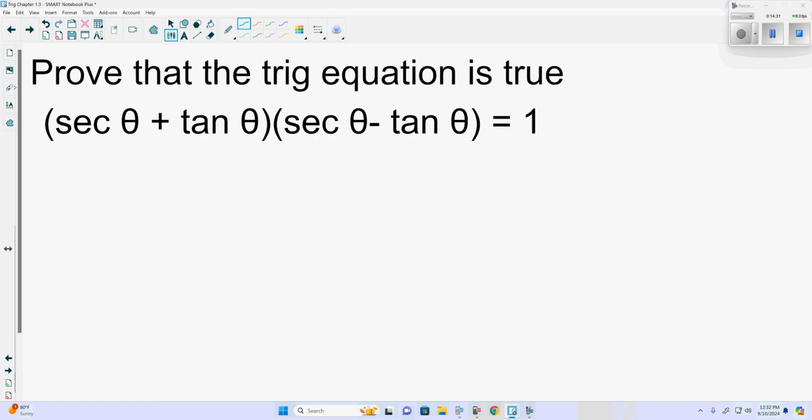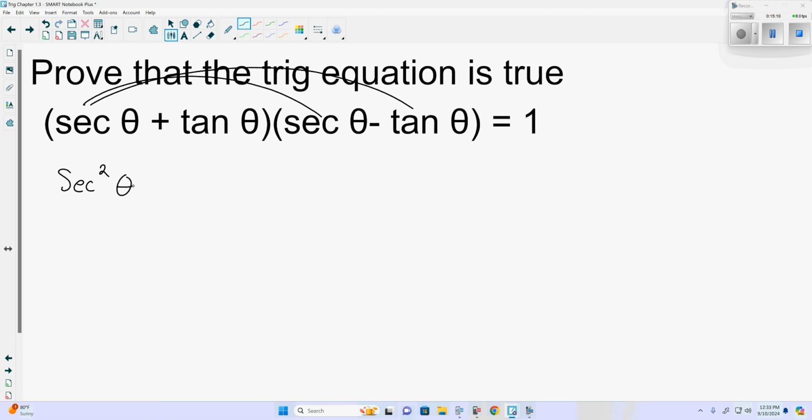So really, when we look at these here, we can treat both sides as two separate statements. For this one, we want to show that secant of theta plus tangent of theta, times secant of theta minus tangent of theta, is indeed equal to 1. So the first thing we're going to do to prove this is multiply through. Secant times secant is going to be secant squared of theta, since it's being multiplied by itself.